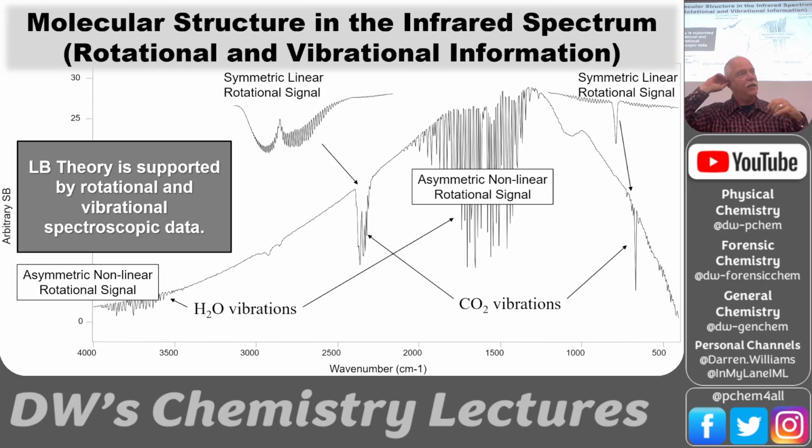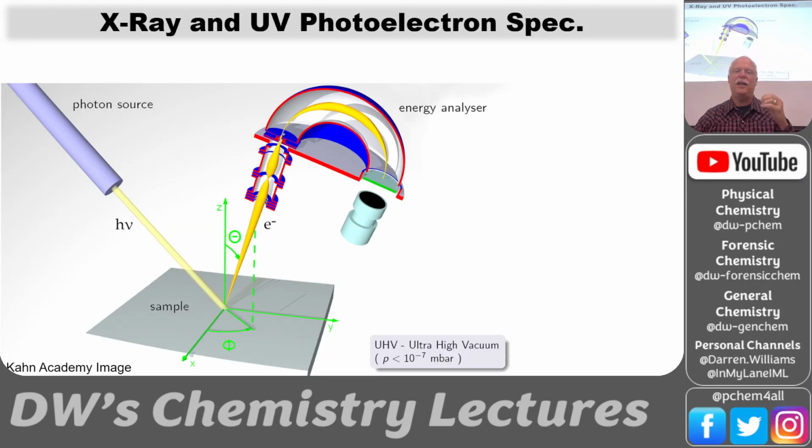We could determine the selection rules, all of that stuff. None of that would work if local bond theory wasn't good enough. But it was good enough to get the symmetry, okay? So let's look at the structure of the electron cloud.